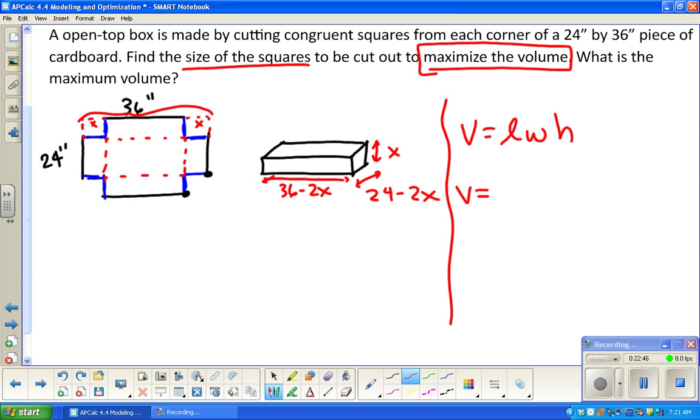Substituting in what I have here, I call the length 36 minus 2x, the width 24 minus 2x, and then the height, I'm going to call x. I want to maximize volume. So I'm just going to make a couple other quick little notes here, and then I'm going to kind of magically finish this.